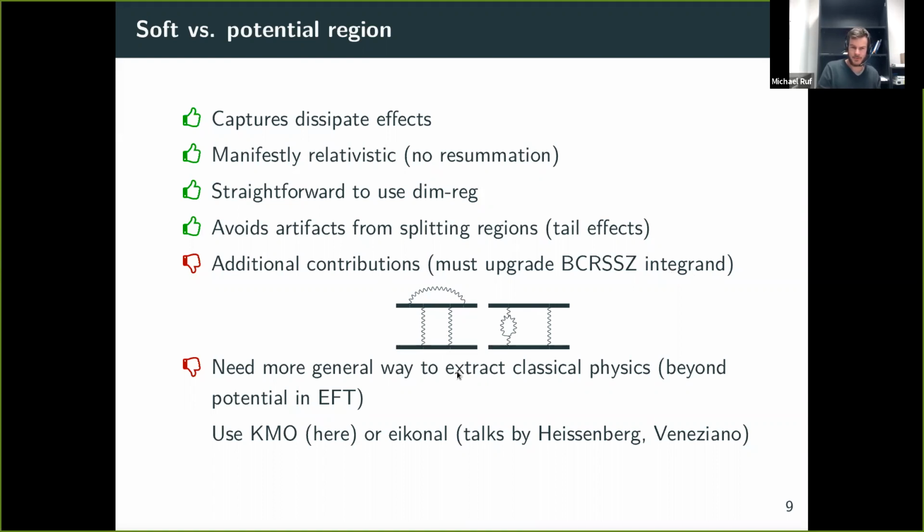Another point is that we need a more general way to extract the classical physics, which goes beyond the potential matching in the EFT. Fortunately, many methods are already able to do this. For example, you can use the Kosower-Maybee-O'Connell formalism, which we use, or you can use eikonal resummation, which I think will be the topic of the talks of Heissenberg and Veneziano.